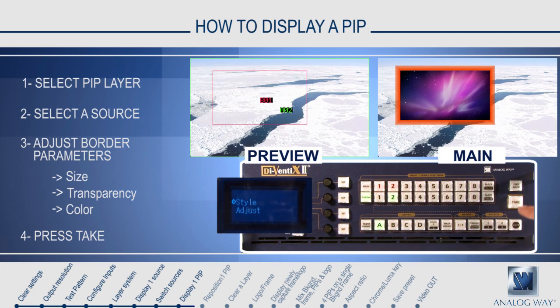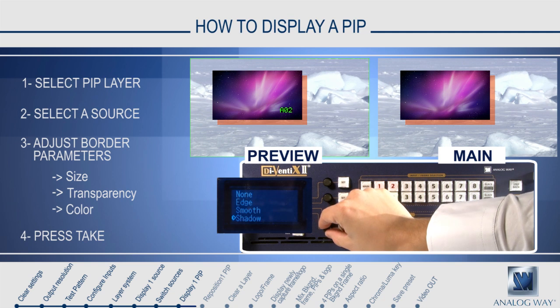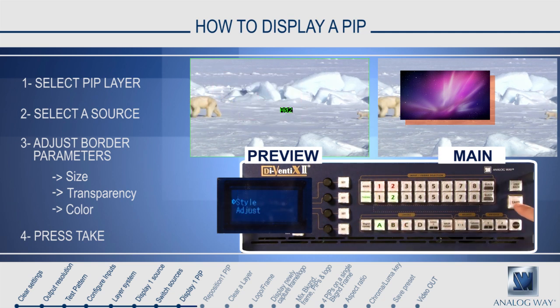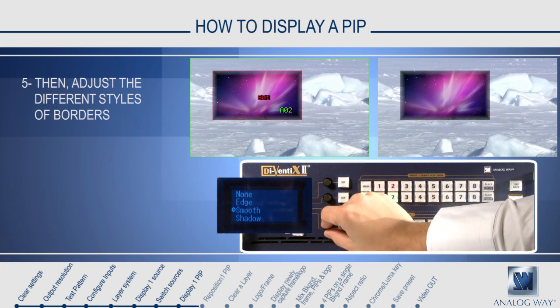You can change the border properties by selecting them in the menu, and then select Take to view the result. There are many different options available.